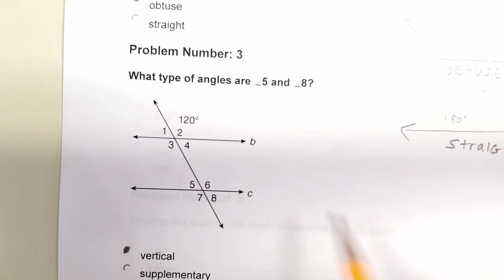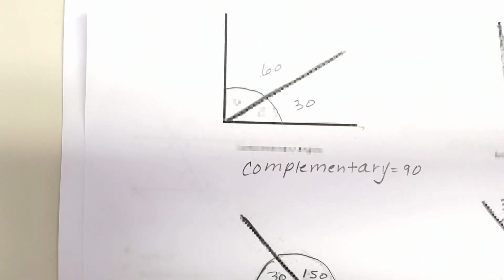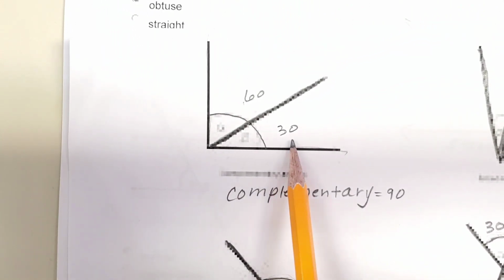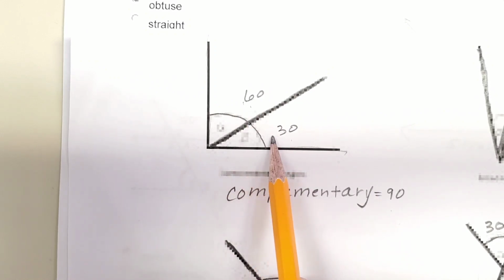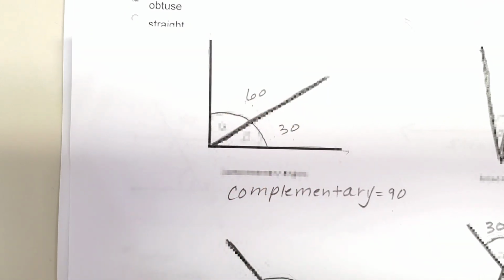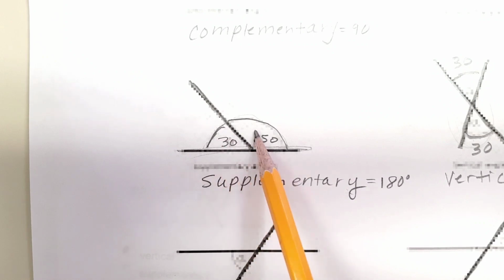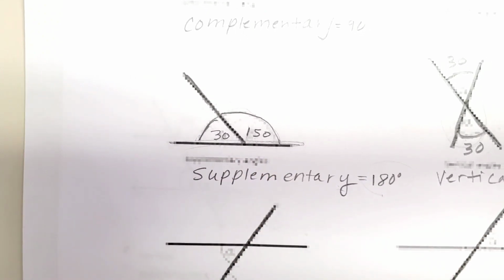Which type of angles are angle 5 and angle 8? I already have the answer for that one, but let's go over that real quick. Complementary angles are two angles that total 90 degrees. Doesn't matter if it's 45 and 45, or 50 and 40, whatever totals 90 degrees, they're complementary. Supplementary angles are two angles that total 180 degrees. It could be 20 and 160. It could be 90 and 90. As long as it totals 180, they're supplementary angles.